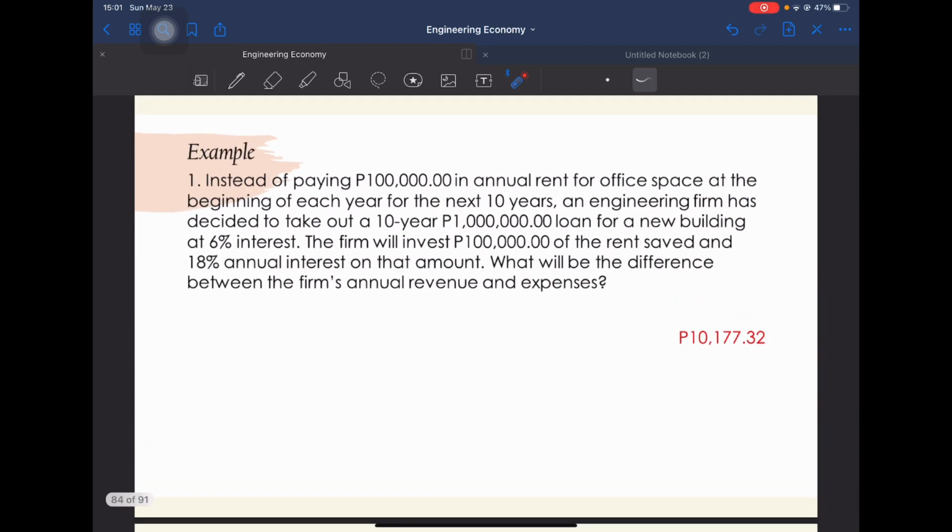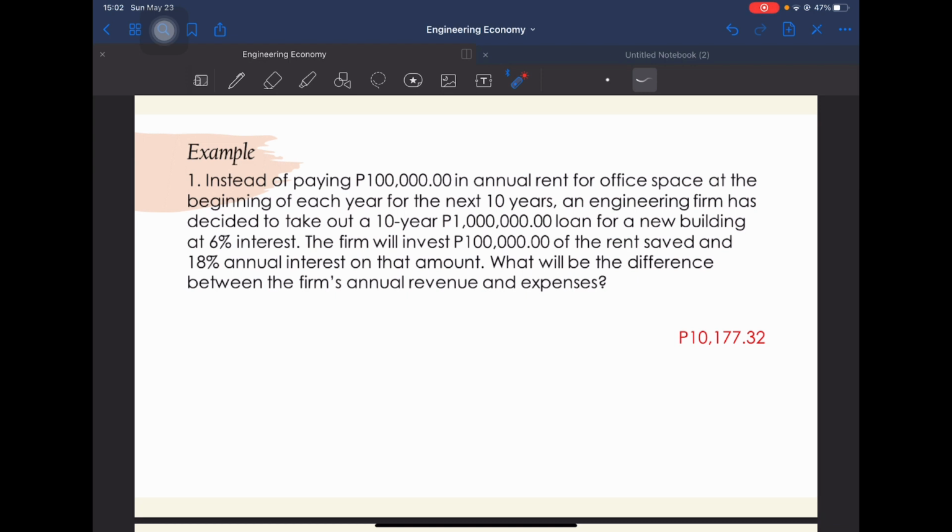So example number 1, instead of paying 100,000 in annual rent for office space at the beginning of each year for the next 10 years, an engineering firm has decided to take out a 10-year 1 million peso loan for a new building at 6% interest. So the firm will invest 100,000 of the rent saved at 18% annual interest on that amount.